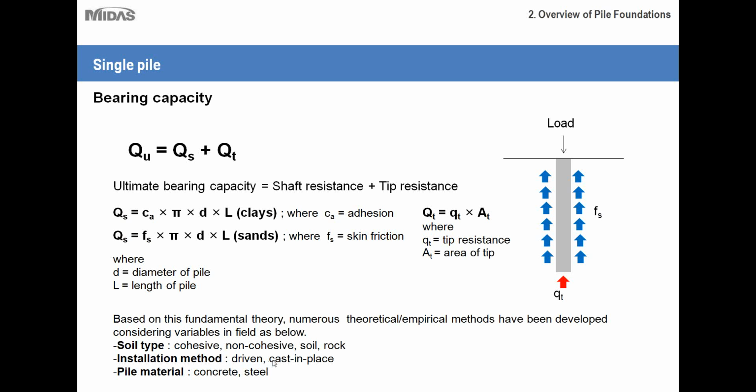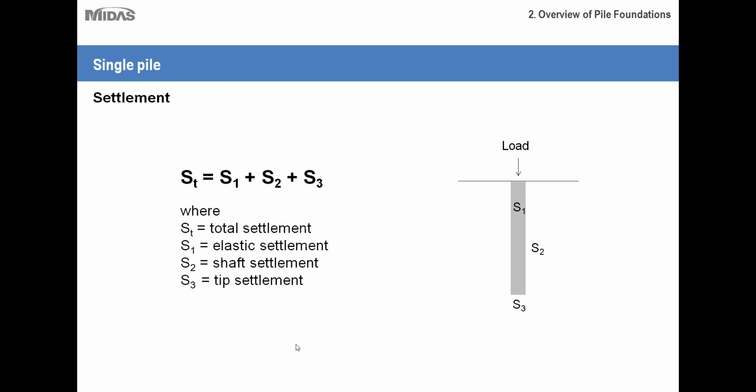So whether it's a driven or cast in place pile will affect your bearing capacity, as well as the type of material. So typically concrete is used for deep foundations, but there are certain cases where steel pipes are used as well. And obviously if you're using a steel pipe, that's going to affect the amount of skin friction on your pile surface.